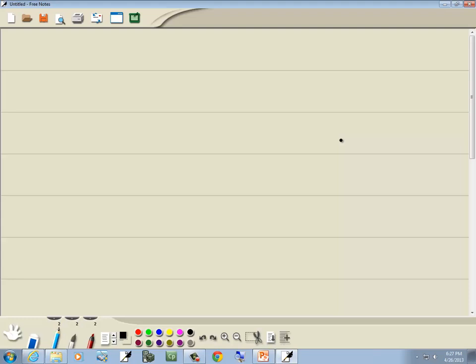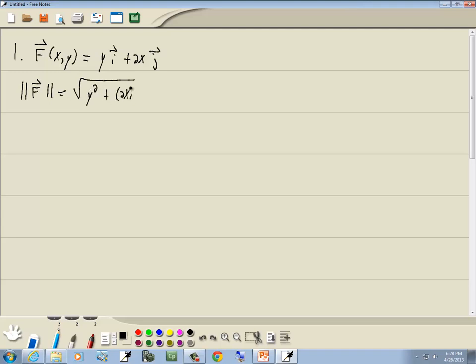We have f of x, y equals yi plus 2xj. Now our magnitude is going to be the square root of y squared plus 2x squared, which is going to give us y squared plus 4x squared.